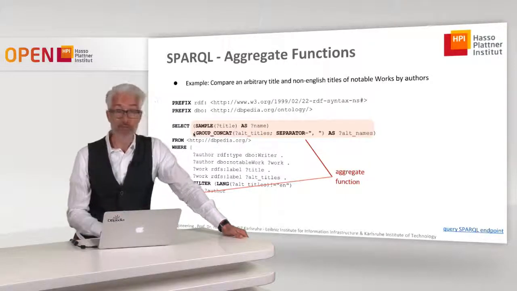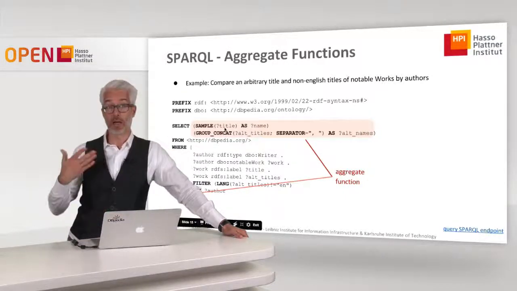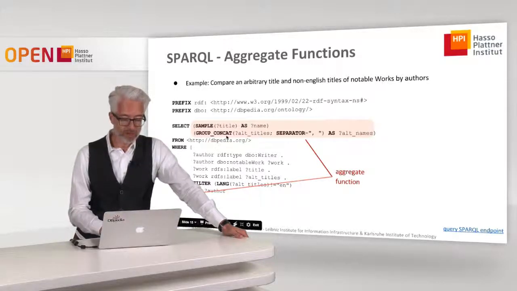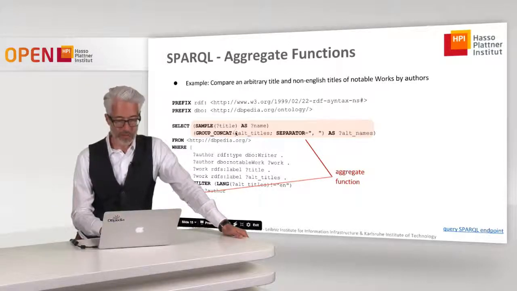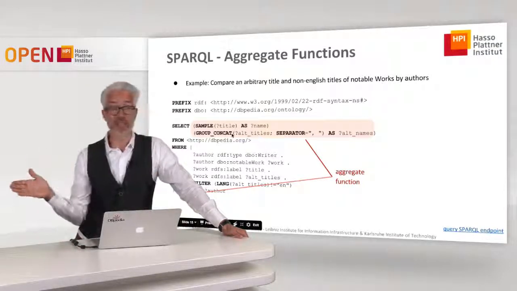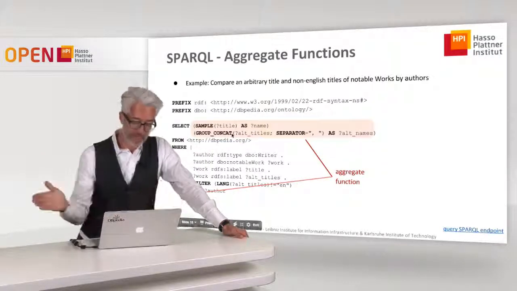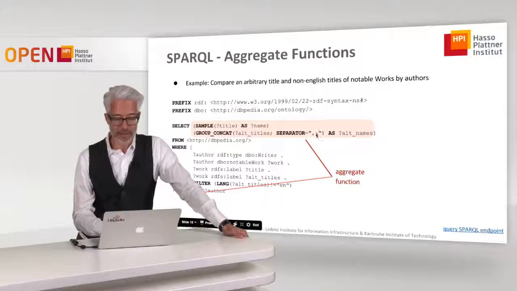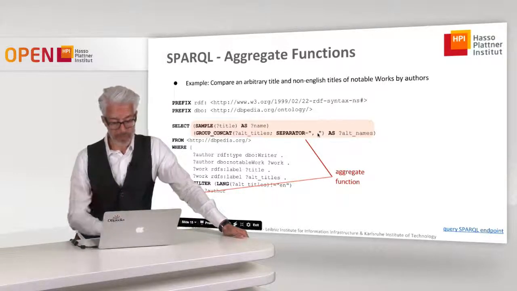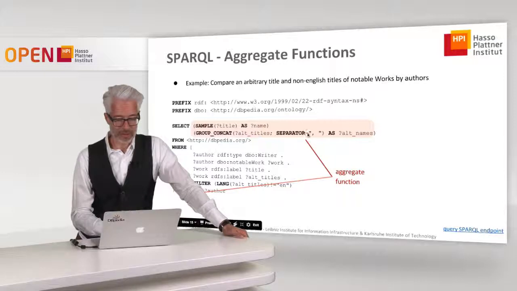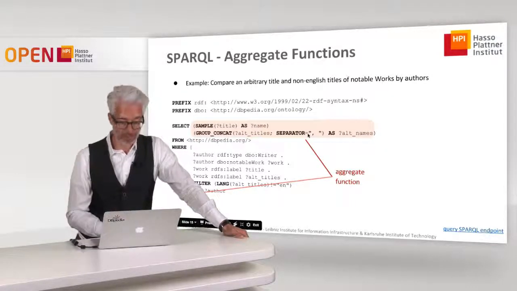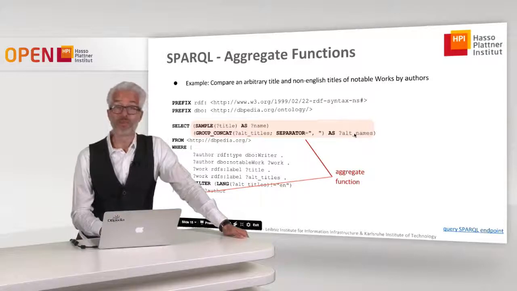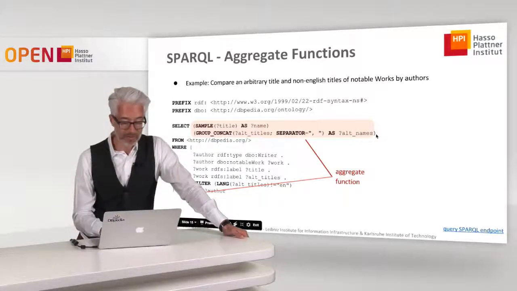Okay, let's get back to our task. So sample title means an arbitrary title, and group concat of all alternate titles, which are also all titles which are here, then means all the titles that are available in all languages. They are simply concatenated one after the other, and we have a string separator here which is a comma and an empty space, so to separate them. And this, of course, the string separator also has to be written in quotes, in double quotes here. And this one then will be a new variable with the name alt names.